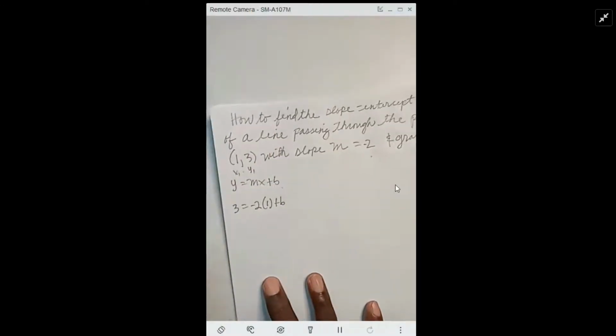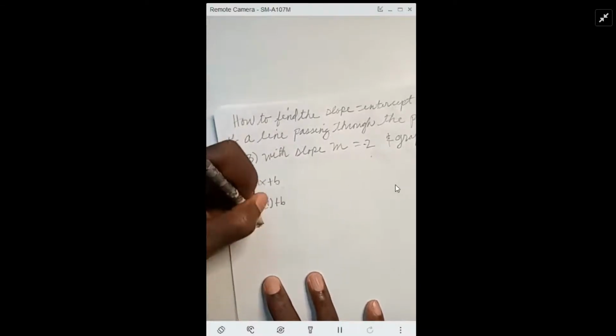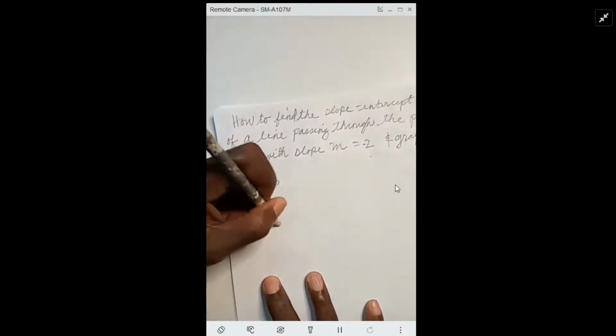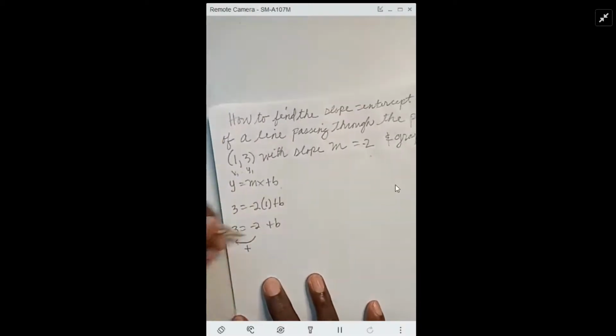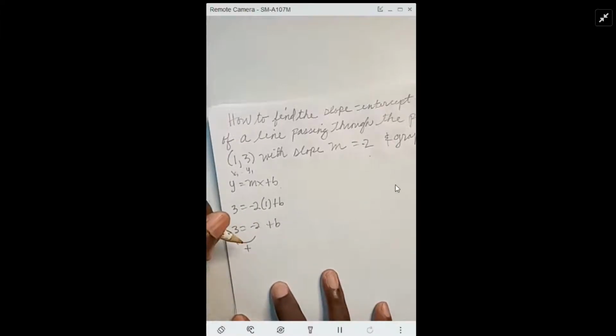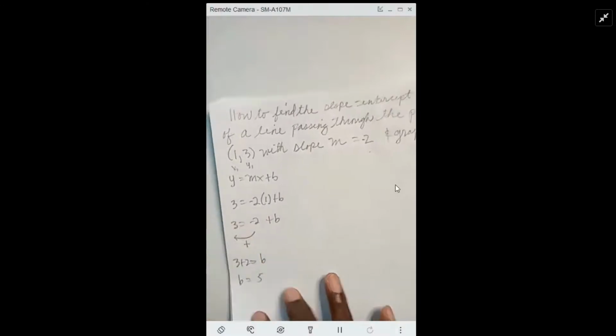We'll solve for b. We have 3 equals -2 plus b. Let's take this guy over here and change the sign. Little trick, you can do that, or you can subtract 2 from both sides. We can add 2 to both sides. So we come up with 3 plus 2 equals b, b equals 5.